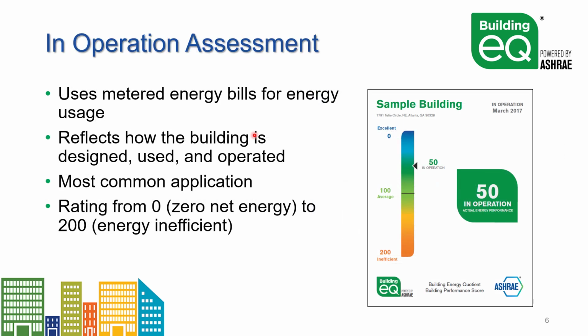So a little bit more about the in operation, which is really important to the universities. You are going to load your energy bills in for that building, and then it's going to look at, as we said, how it's designed, used, and operated, right? And so in the Building EQ tool, we give you a rating from 0, which is net zero, that's a great score, to 200, which would suggest that your building is quite underperforming relative to similar buildings in a similar climate zone. And you get this nice little chart over here. As you can see, this building is doing very well relative to the average. And so in this example, we use the score to help rate buildings and then decide what to do next.